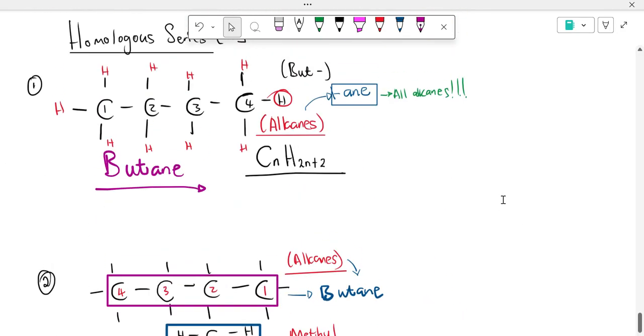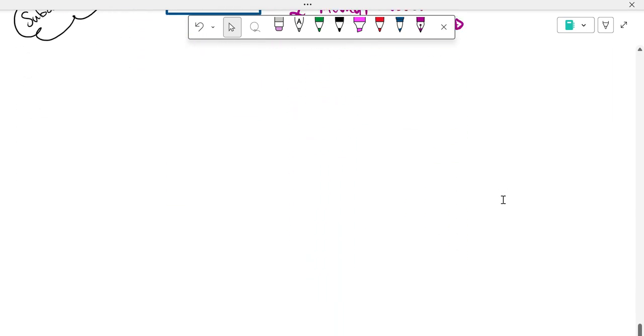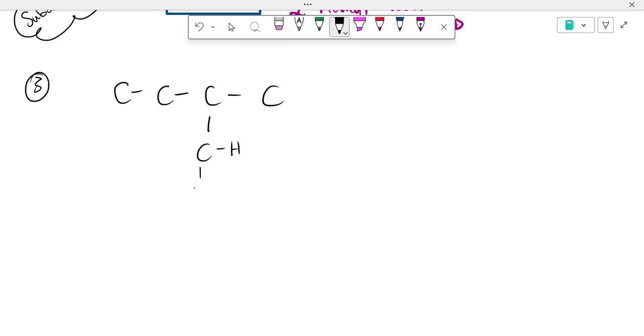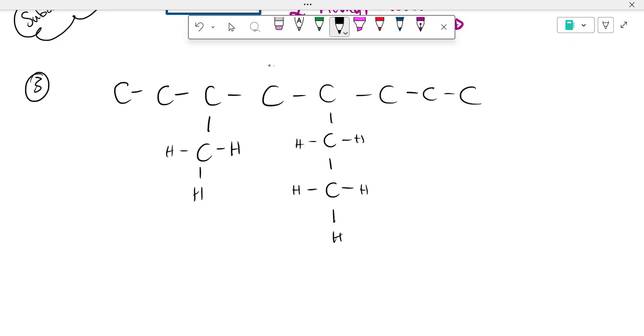Okay. Let's move on to the next one. So I have another compound here, which is C, methyl. Okay, right. Let's quickly just fill this in.